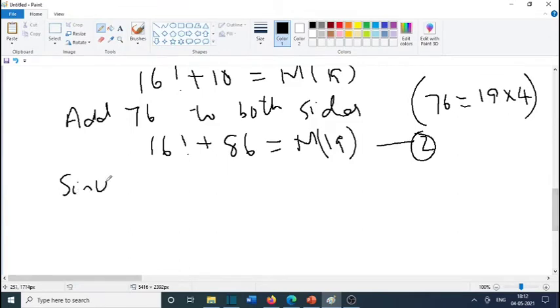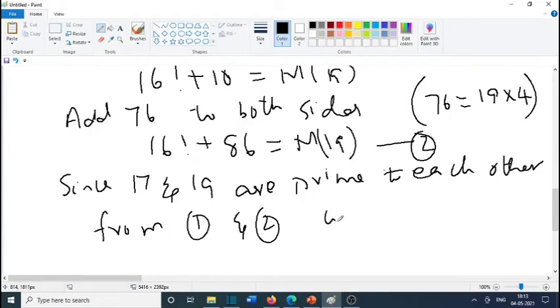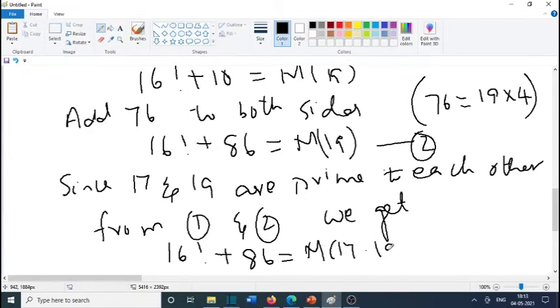So since 17 and 19 are prime to each other, from 1 and 2 we get 16 factorial plus 86 is a multiple of 17 into 19, which is equal to a multiple of 323. So this is the result.